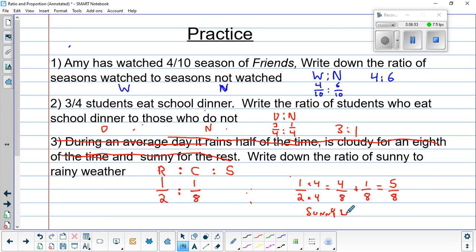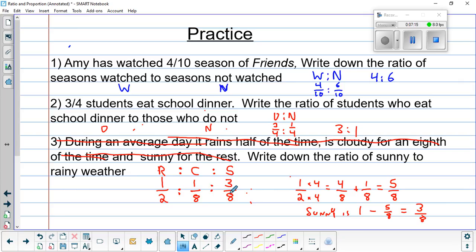So it is then sunny is going to give us 1 minus 5/8, which is 3/8. So you can fill in 3/8 over here.